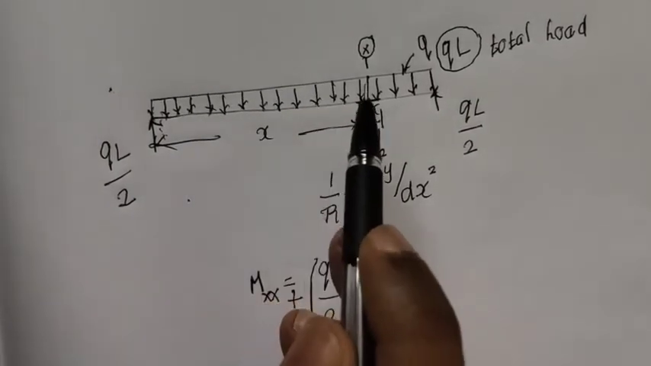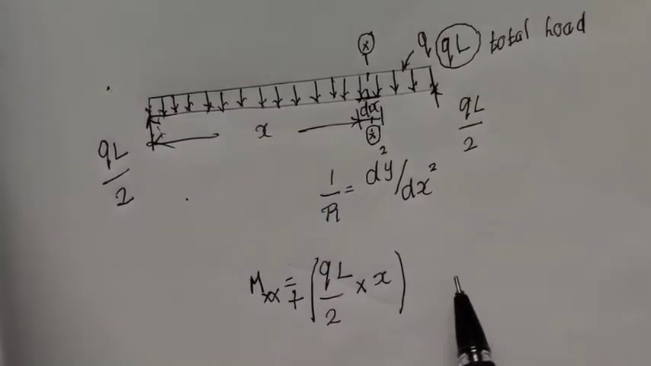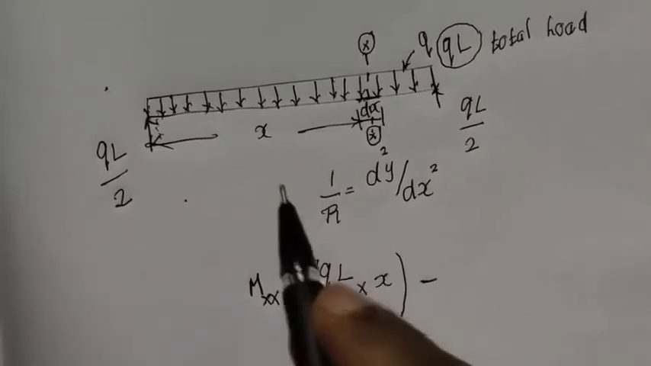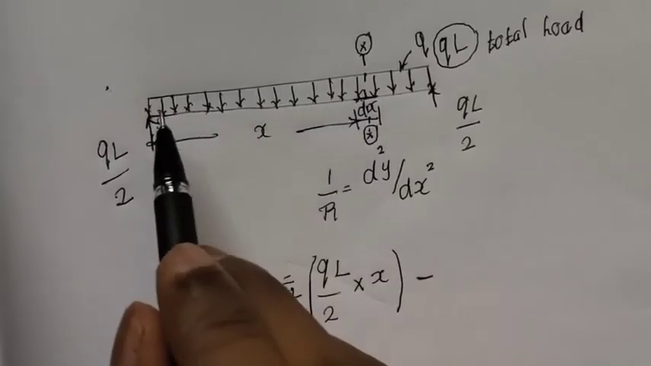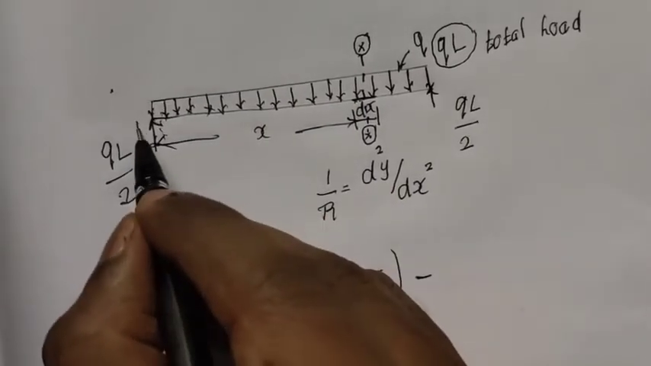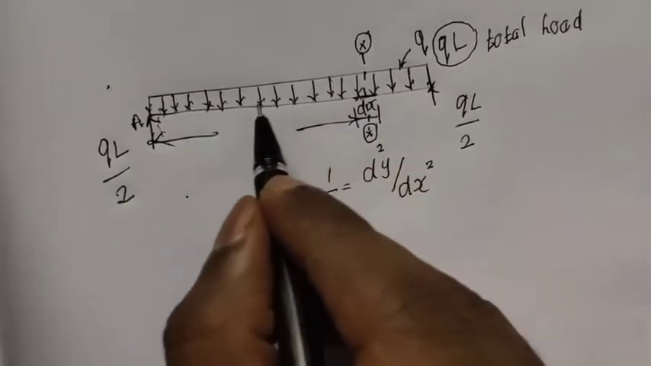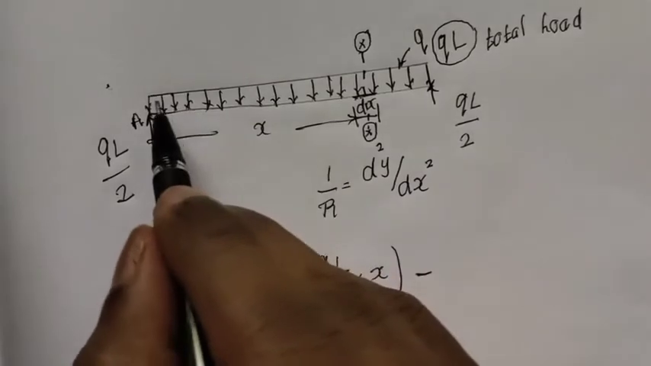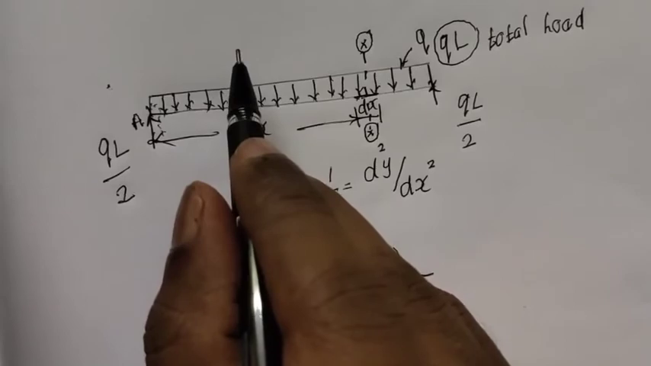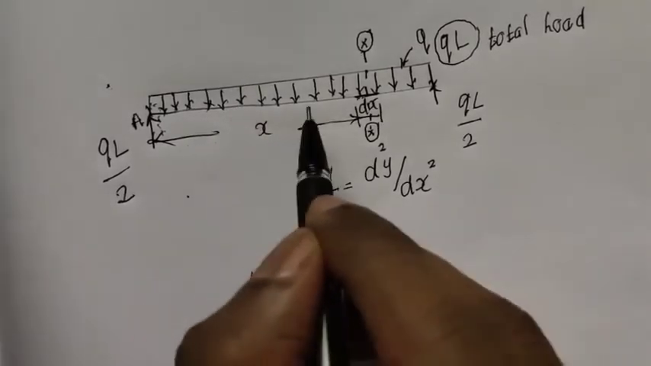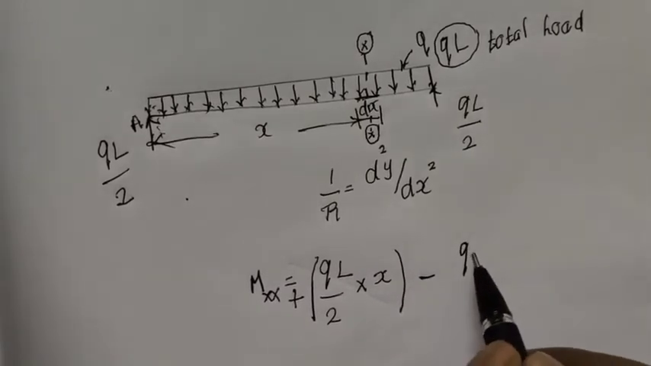And what is the moment of this UDL? Well, this UDL is causing an anti-clockwise moment, so I'm going to put a minus sign here. Moment is force into perpendicular distance. What is the total force that is acting from this point? Maybe you can call this point as A. From the point A to the section XX, the total force is Q into X. That is the total force. Q Newton is acting over 1 meter. So for X meters, the total load should be Q into X. So the total load is Q into X.